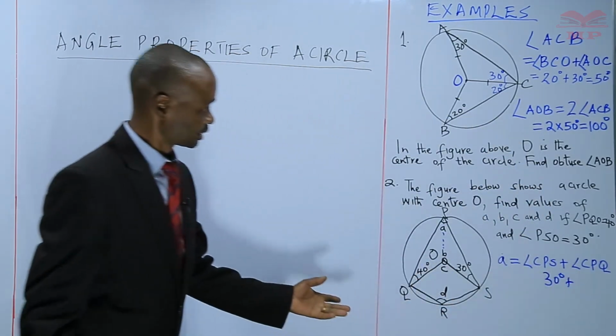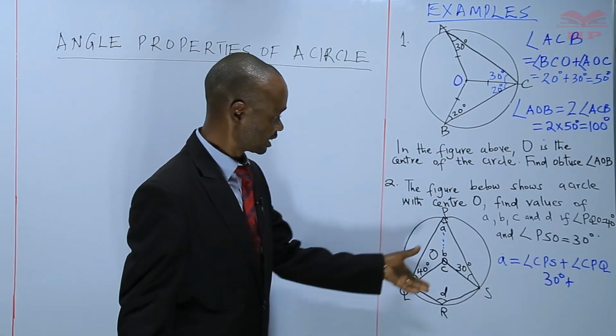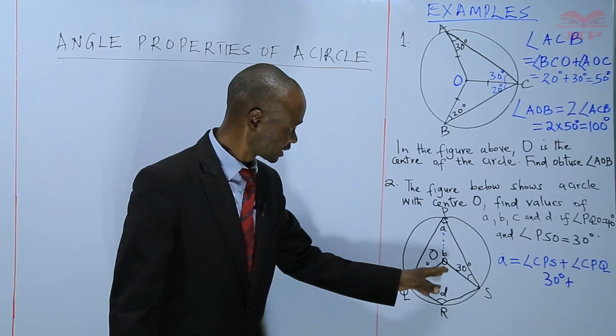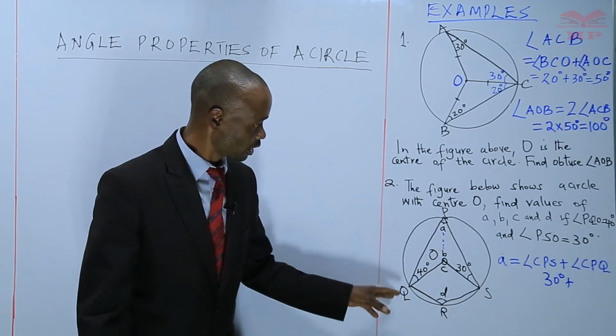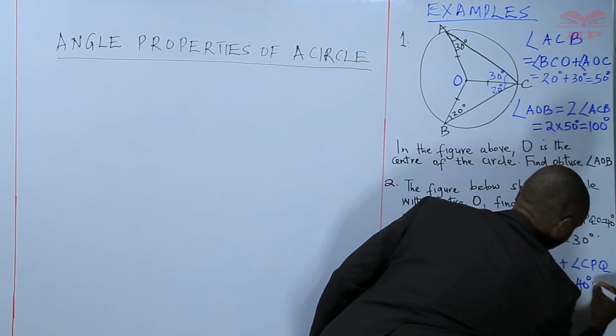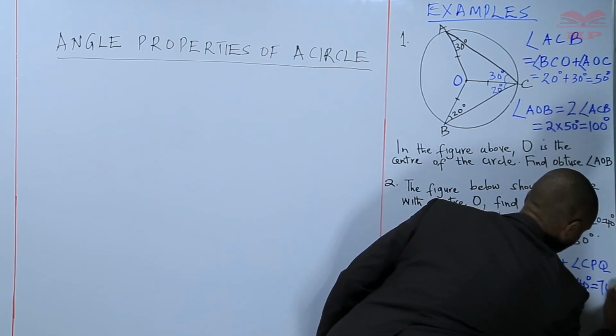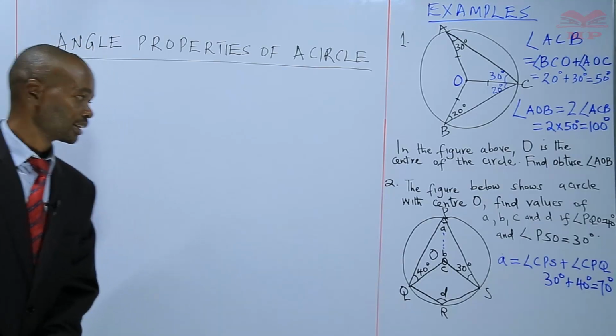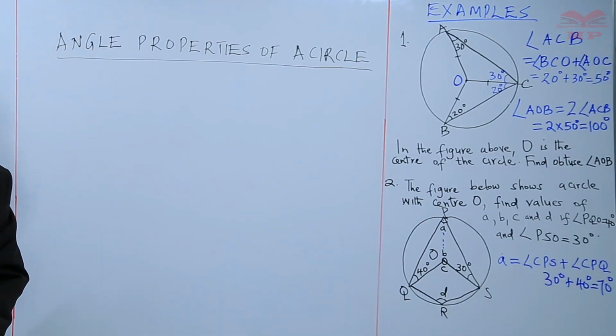And the other one, similarly, given it's an isosceles triangle, the value of CPQ will be 40 degrees. That will give you the value of which angle? Of angle A, which is 70 degrees.